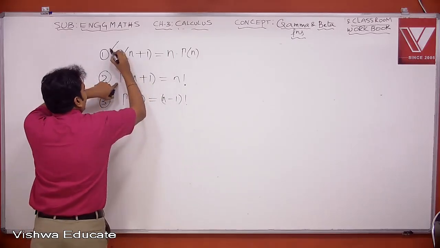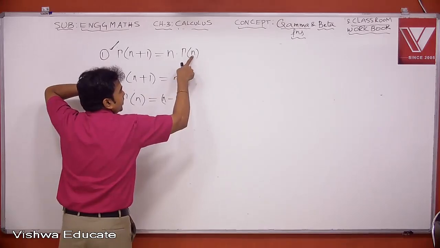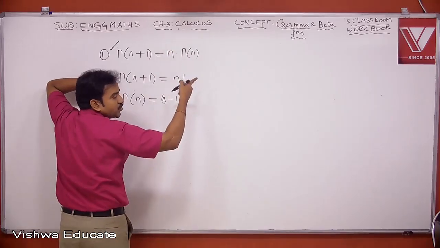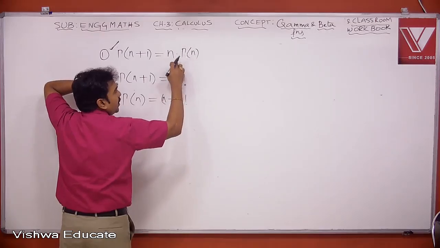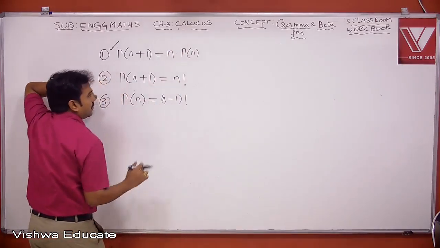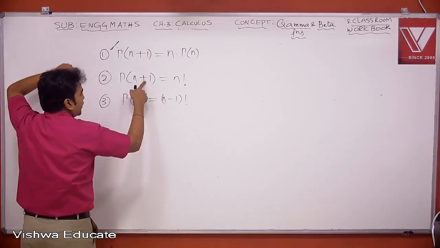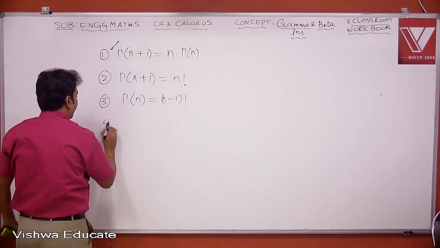To get this result, we need to apply this gamma function many times, because if it is n plus 1, this is n. Now next it becomes n minus 1, next n minus 2, n minus 3, like this. So n into n minus 1 into and so on 1. So finally it will be reduced to n factorial. So if it is n plus 1, we get n factorial. If it is n, it will be n minus 1 factorial.